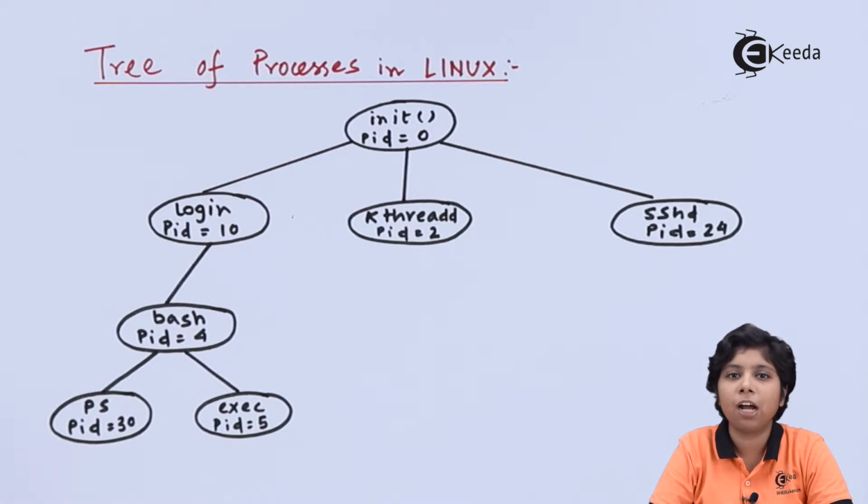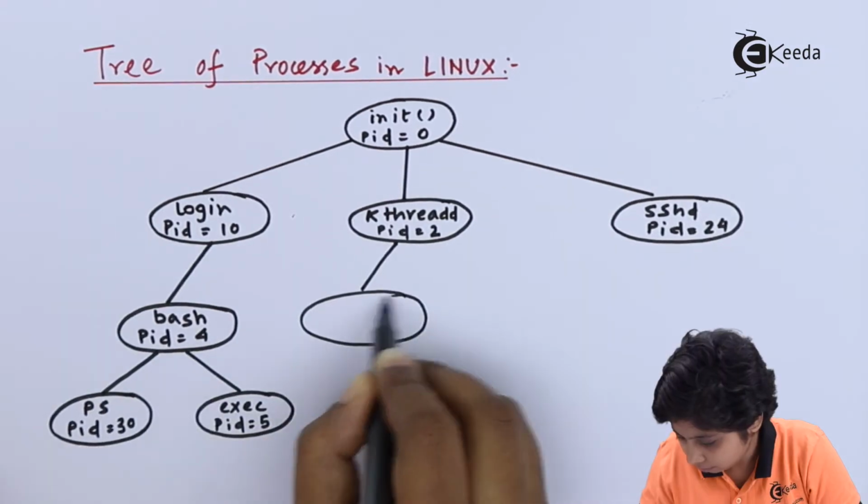Now we will see how the kthreadd and sshd processes help us. The kthreadd is managing all the processes that are created on behalf of the kernel. These include many processes, such as the khelper process and the pdflush process.